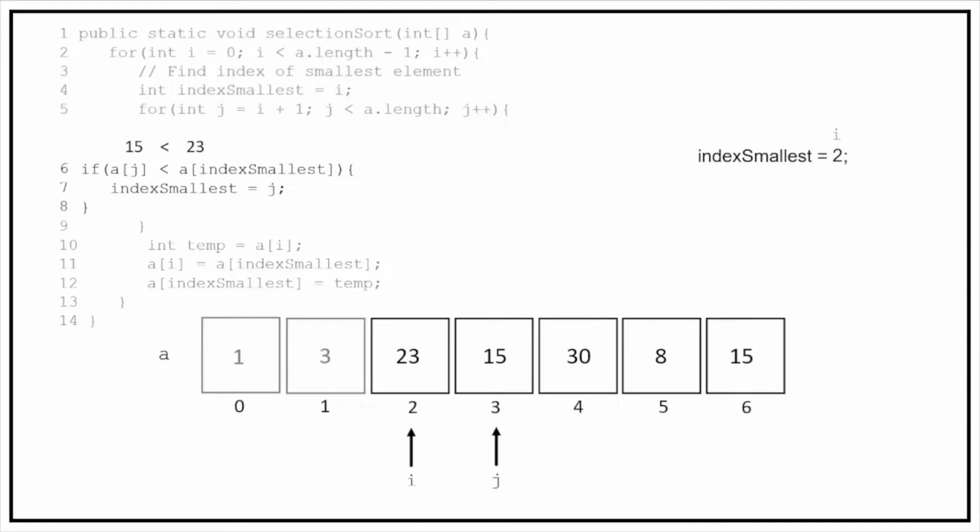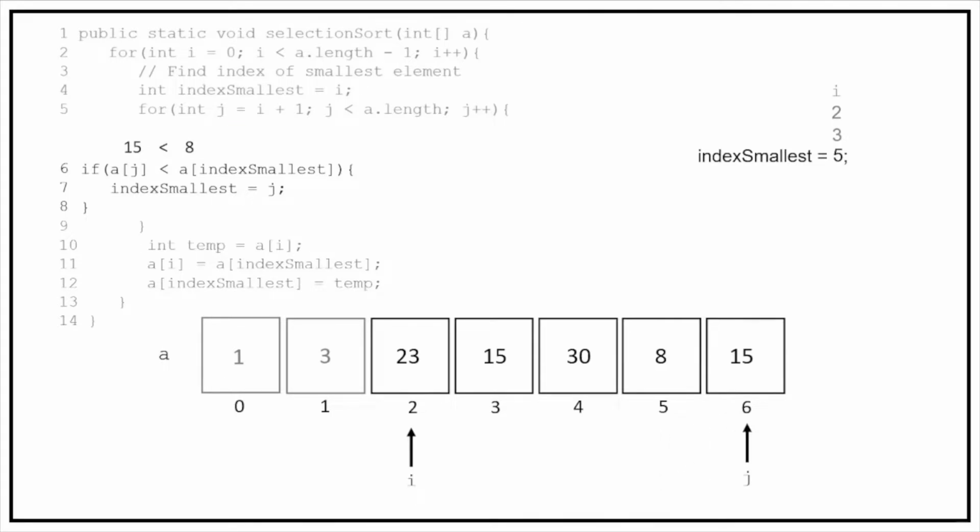Is 15 less than 23? True. This means index smallest is set to j, which is index 3. Moving forward and incrementing j, we have, is 30 less than 15? False. This means nothing happens, and j increments. Now we have, is 8 less than 15? True. This means index smallest is set to j, which is index 5, and then we move forward.